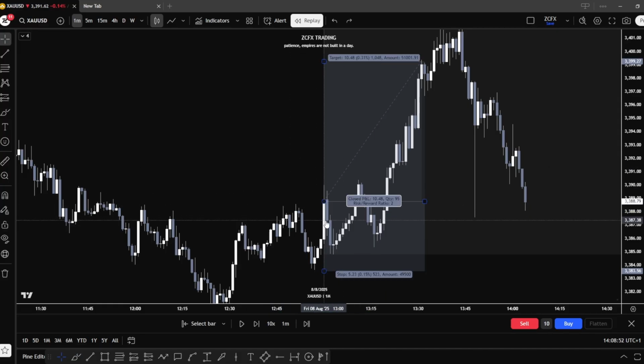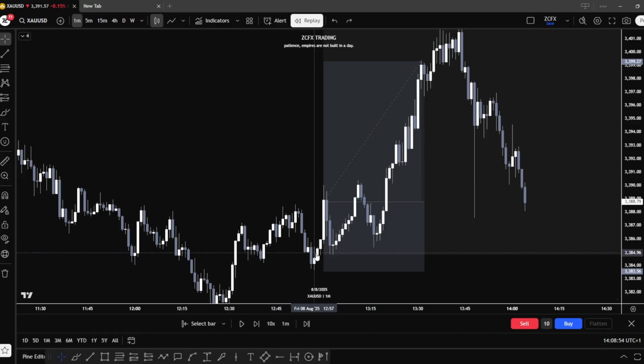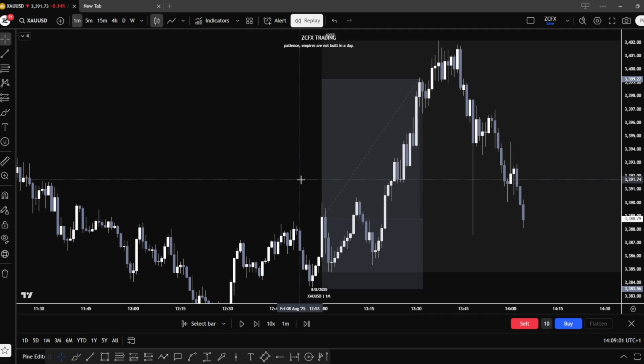I was happy with my 2R. I was liking how price was moving anyways. So we put in a new range, and as long as we were staying above those range lows, that was the only thing that mattered. But anyways, as you can see, price ran up and just hit my 2R like that.